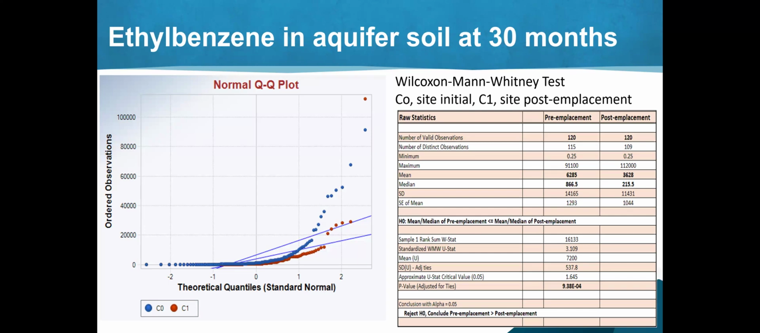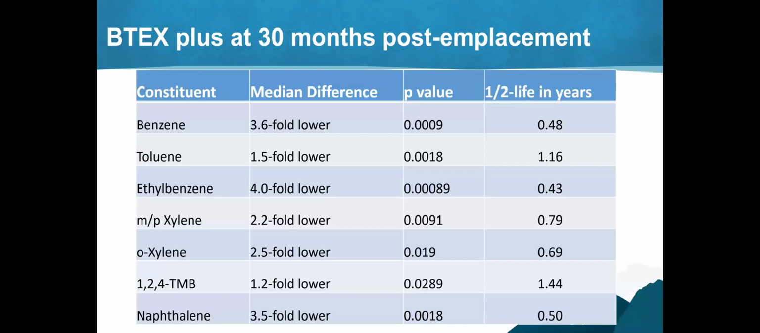And we have this for benzene, xylene, naphthalene, etc. And putting that together, what did we find at this particular site, injected in this case with BOSS 200 at 30 months? We found that benzene was 3.6-fold lower. The significance of the difference between the two data sets was 0.009, which means the chance that I've guessed wrong, that's how small it is. And the half-life is roughly half a year.